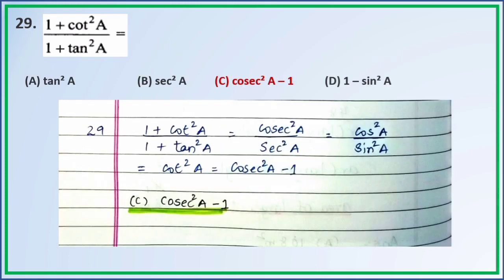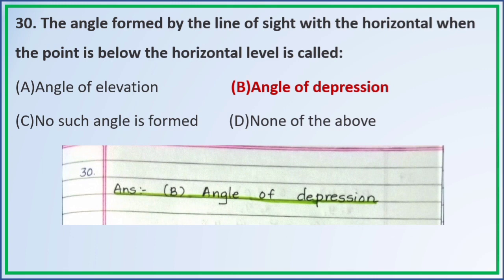Next question. 1 plus cot square A divided by 1 plus tan square A is equal to? Using identities, 1 plus cot square A equals cosecant square A, and 1 plus tan square A equals secant square A. Cosecant square A can be written as 1 by sin square A, and secant square A as 1 by cos square A, because they are reciprocals. Therefore, cos square A divided by sin square A is cot square A. Again, using an identity, we get cosecant square A minus 1.